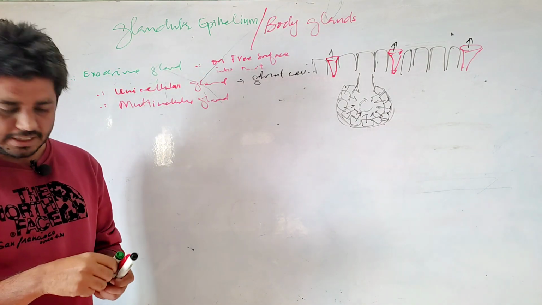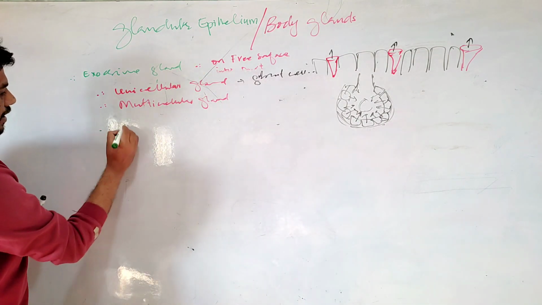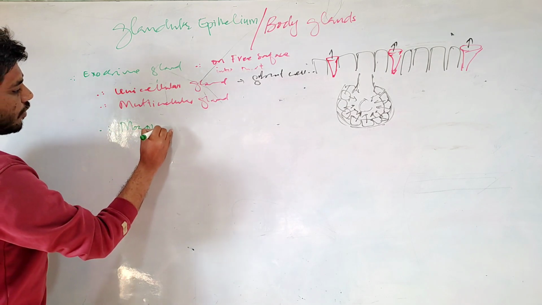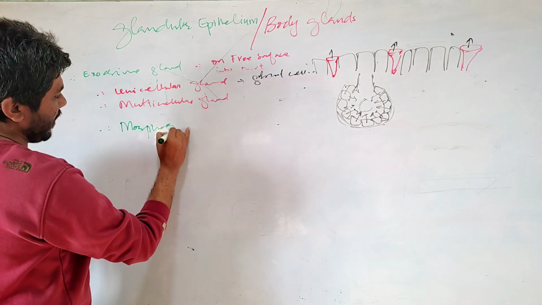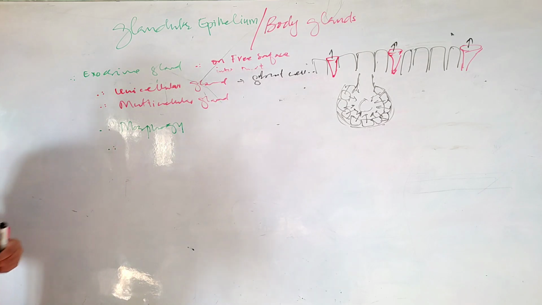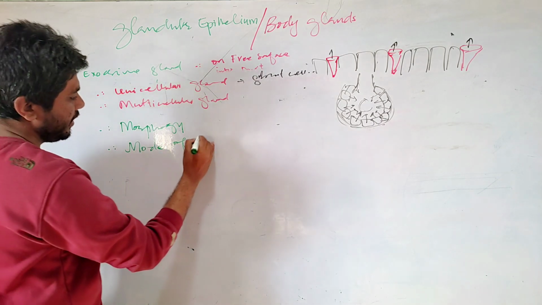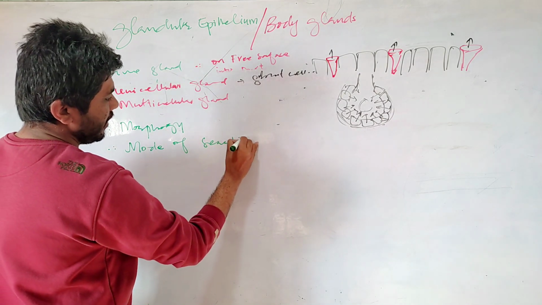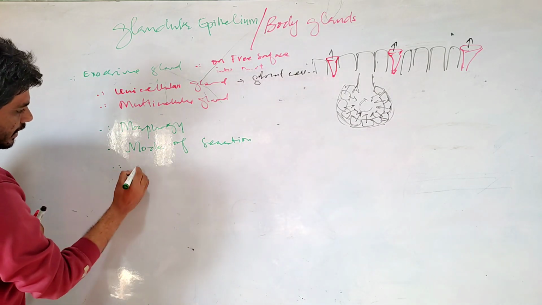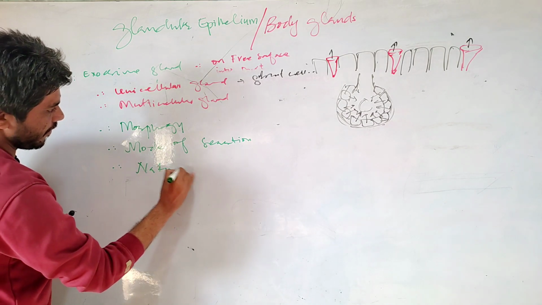What are those three ways? Number 1 is according to the morphology. Number 2, mode of secretion. Number 3 is nature of secretion.